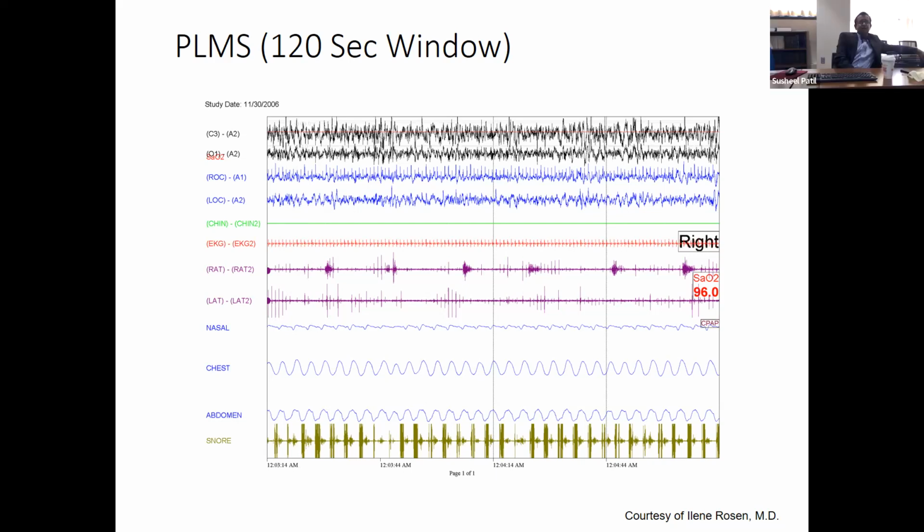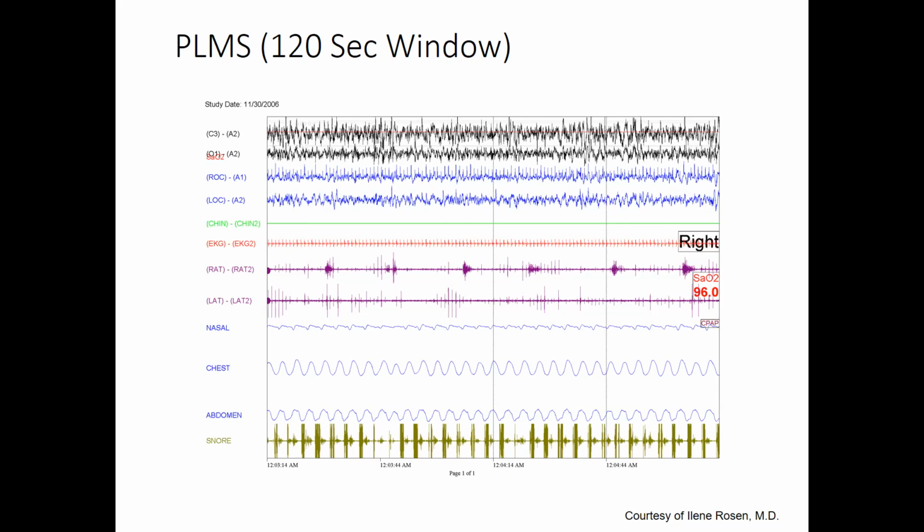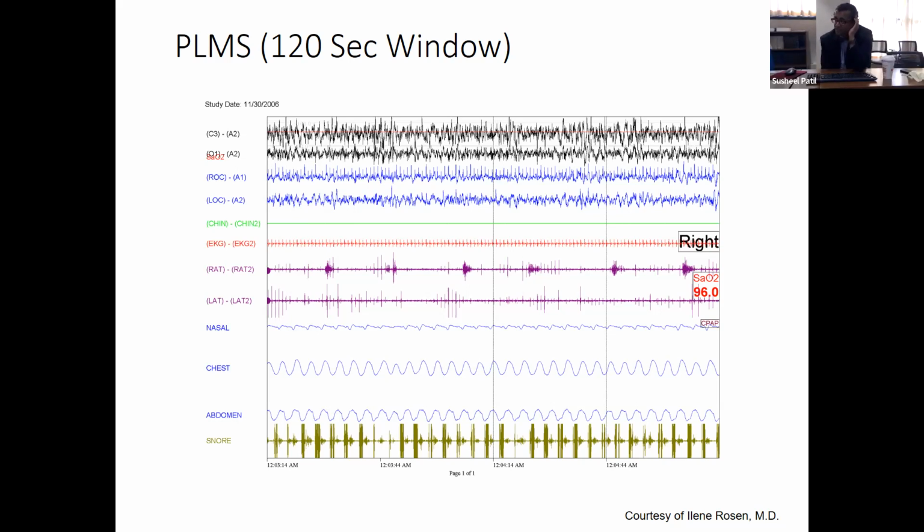Speaking of which, Ramat, since you're in the room, I'll pick on you next. Looking at this slide, you can see the EEG at the top. We talked about arousals. Do you think there are arousals here? I don't think so, because I don't see a change.